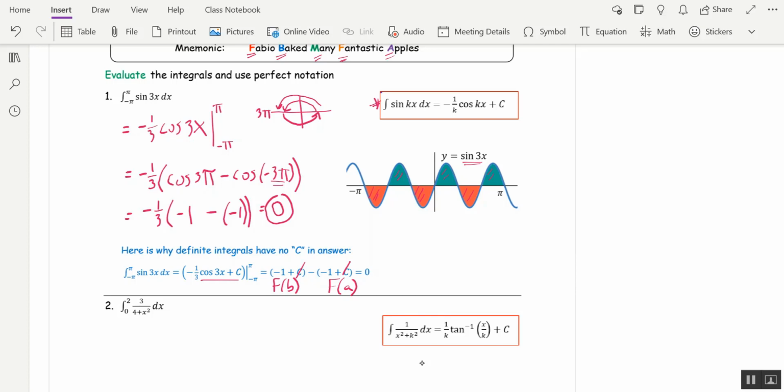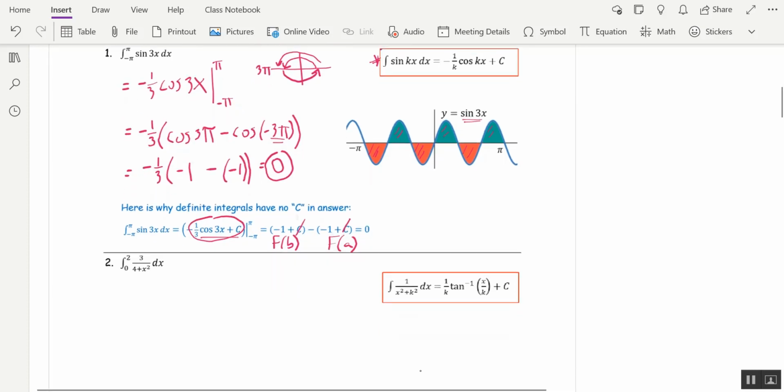So that's why we don't have a c in our definite integrals. You could add it on and you will still get the same answer, but please do not do that. We don't do that in math. It would look really clunky. All right, next one, another integral Bible formula.